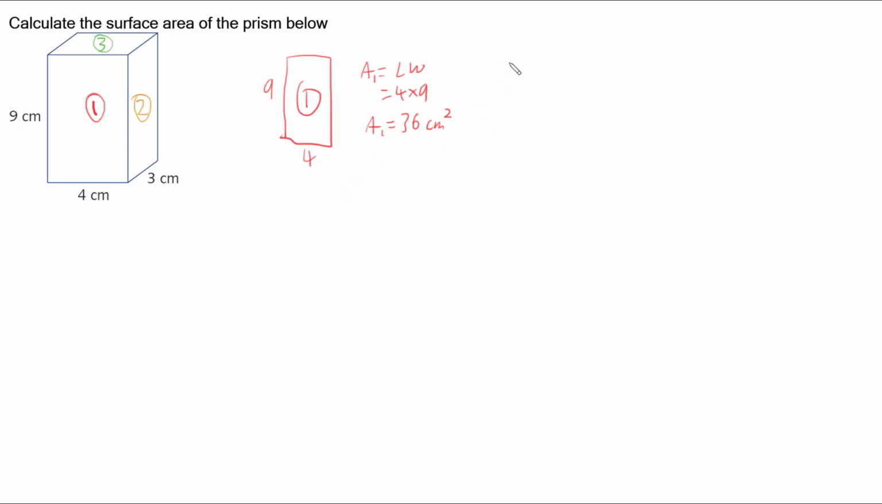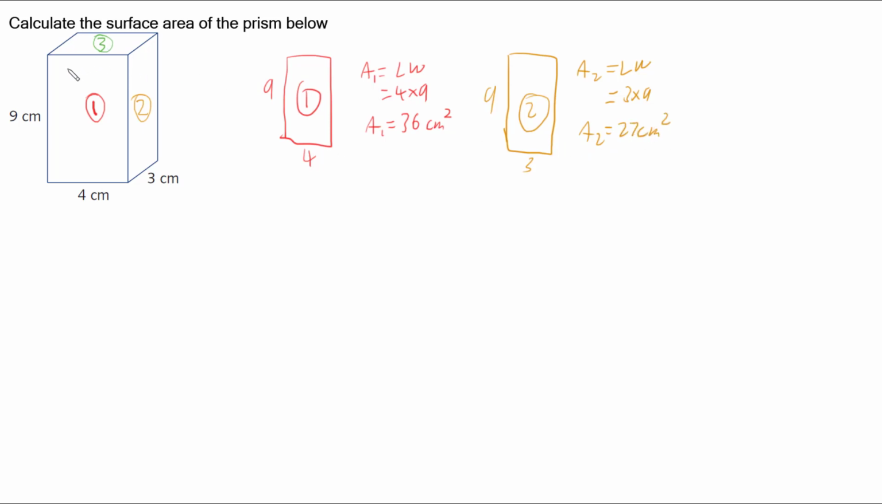If we have a look at the second rectangle, it's got a bottom of 3 centimeters and it's 9 centimeters tall. So if we work out the area using our rectangle area rule, we're going to do 3 times 9, so it's 27 centimeters squared.